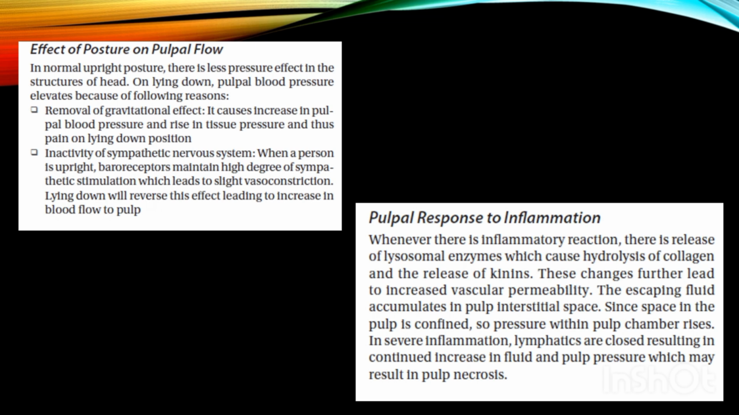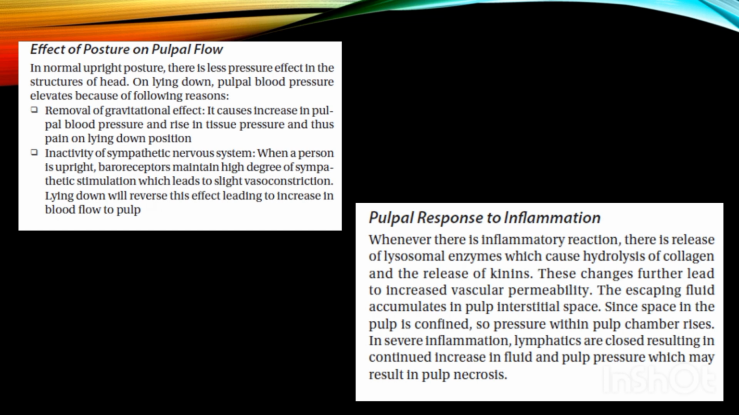Whenever there is an inflammatory condition, there is a release of enzymes, and these enzymes will destroy the collagen that is present and release kinins or bradykinins. These bradykinins are responsible for increasing the vascular permeability, and because of this the fluid will escape and get accumulated within the interstitial tissue or the interstitial space of the pulp. And because the space of the pulp is very much confined, there is increased pressure.